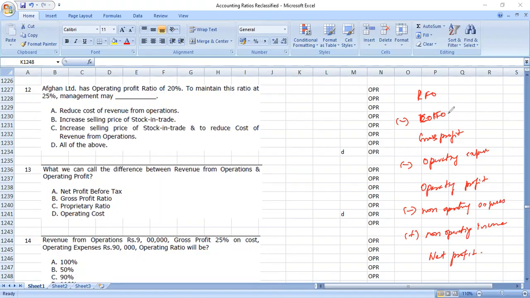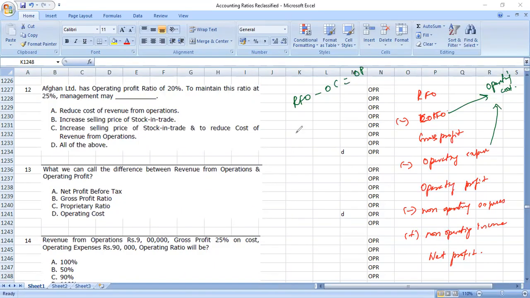This cost of revenue from operation plus operating expense are together called as operating cost. Understood, children? So revenue from operation minus cost of revenue from operations will give us gross profit. Gross profit minus operating expense will give us operating profit. Or revenue from operation minus operating cost will give us operating profit.